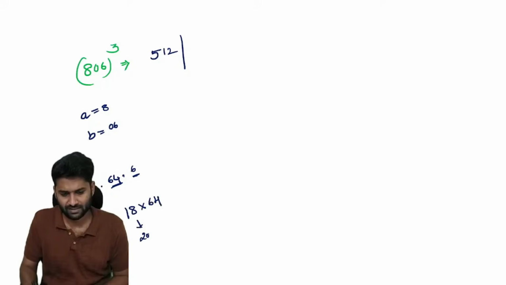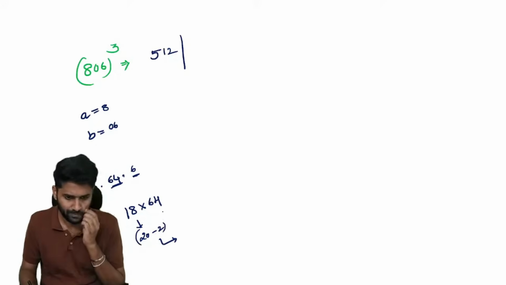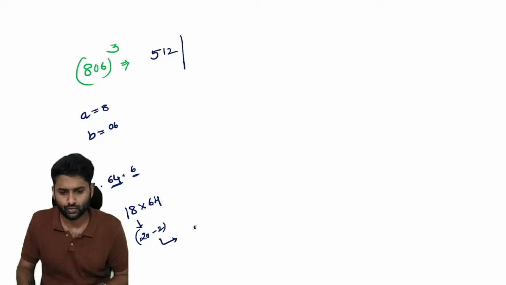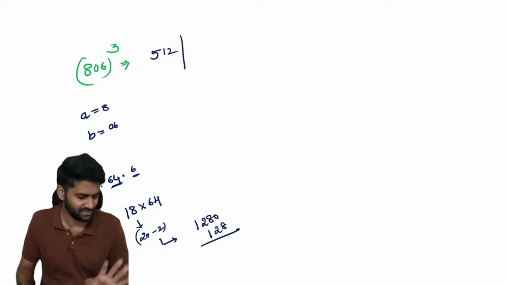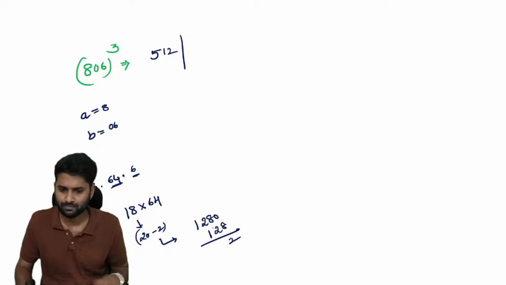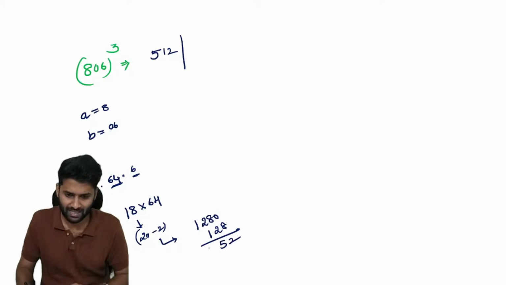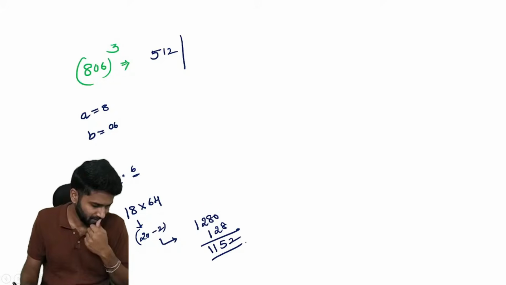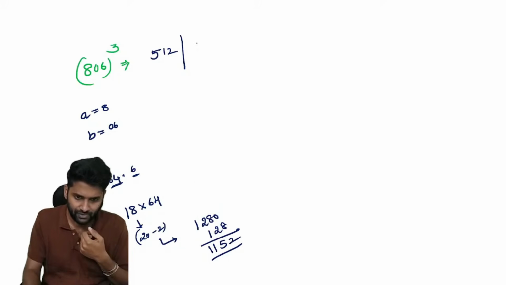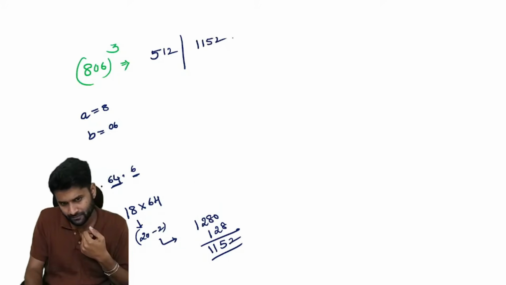Let's consider this as 20 minus 2. Be faster in this calculation. You can do it. So 64 into 2 is 1280, and subtract 128. That's enough. Now it's a 2. Again 7 minus 2 is 5. Again you will get this value as 1150. So it's 1152. Write down 1152.